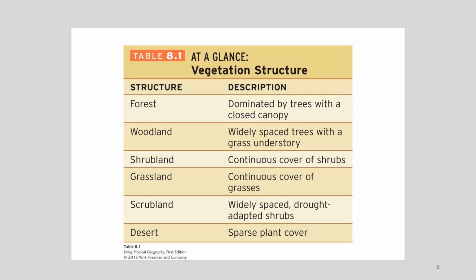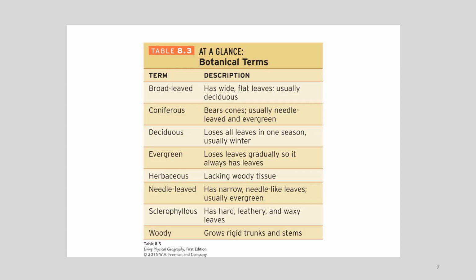Here we've got a table describing the different vegetation structures. Once again, it's helpful to know what a forest means versus what a desert means. Basically, these things range from having a lot of trees to having no trees and everything in between. Here's a few more botanical terms. If there's ever a term where you see it and you wonder what on earth this means, this table might come in handy. We don't have too many surprises here.